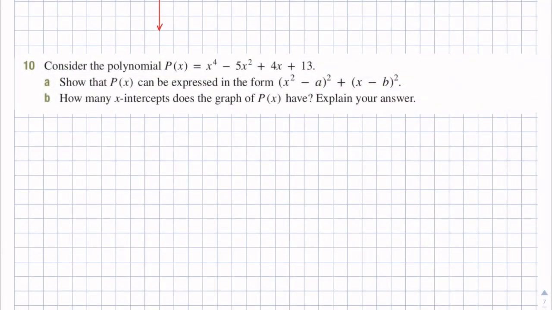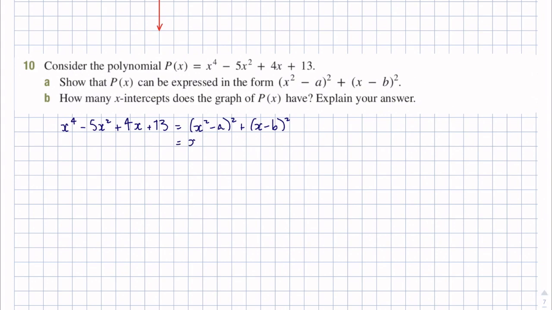So, consider this polynomial. Show that it can be expressed like this. So, what I'm going to do is I'm going to say that x to the 4 take 5x squared plus 4x plus 13 is x squared take a squared plus x take b squared. I'm going to expand this right-hand side until it looks like the left-hand side.